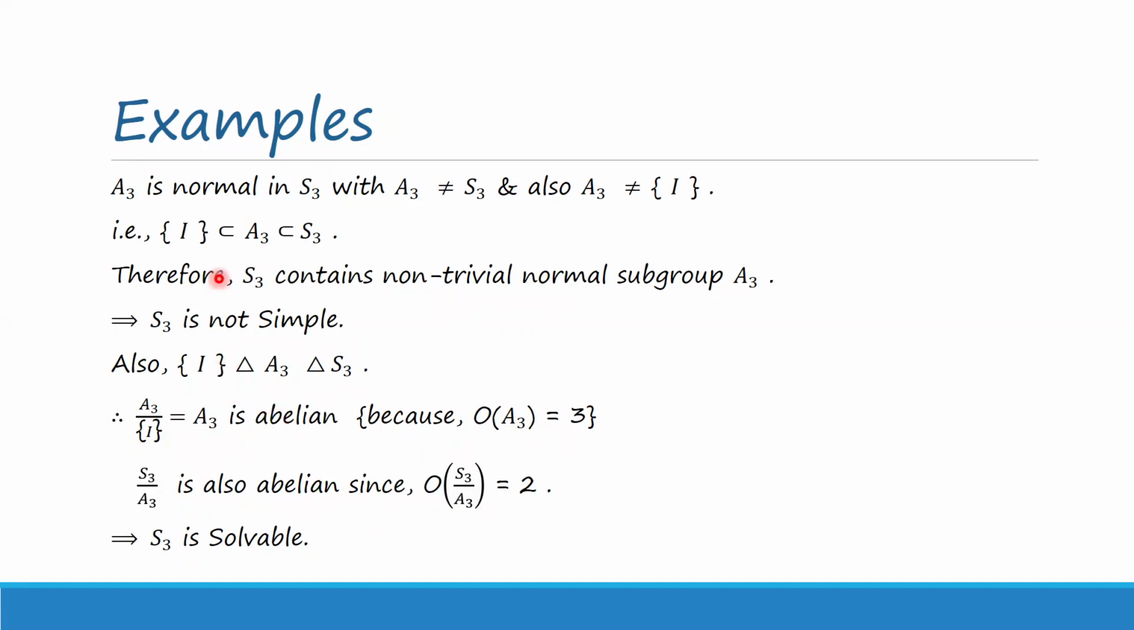Therefore, you have a series of subgroups of S3 like I contained in A3 contained in S3, and I is normal in A3 and A3 is normal in S3, as well as A3 by I is abelian, S3 by A3 is abelian. Therefore, S3 is solvable.